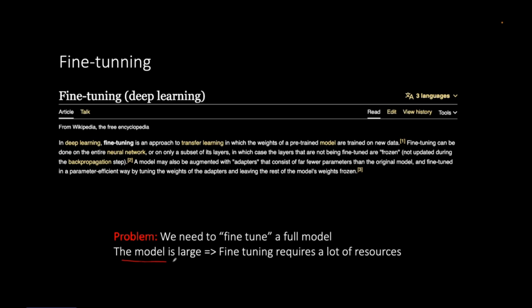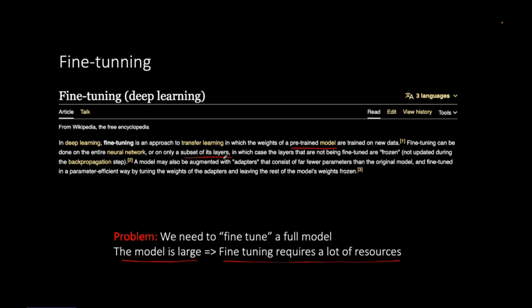But if the model is large, then the problem is that fine-tuning requires a lot of resources. So people have been thinking about how to optimize this, and there are several tricks that you can do. This is particularly done a lot on the imaging side, where you pre-train a model and you fine-tune it using only some of the layers. So instead of using all the layers in the model, you fine-tune only the last few layers.